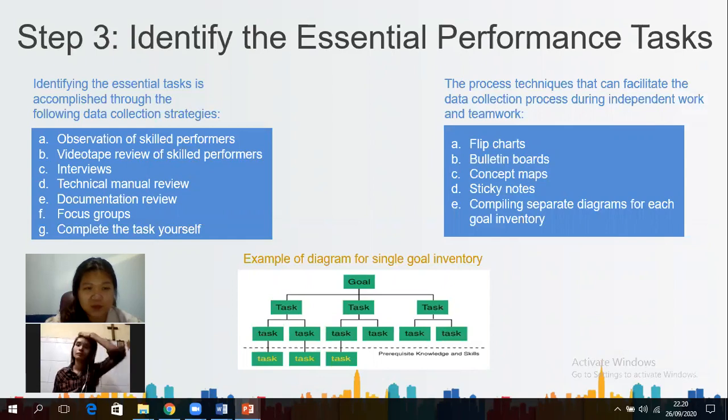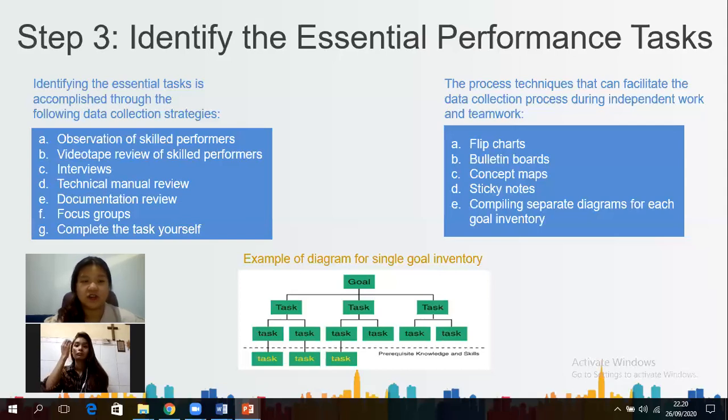So this is step 3. Step 3 is to identify the essential performance task. In this step, we have to identify the essential task, which connects to the following data collection strategies.